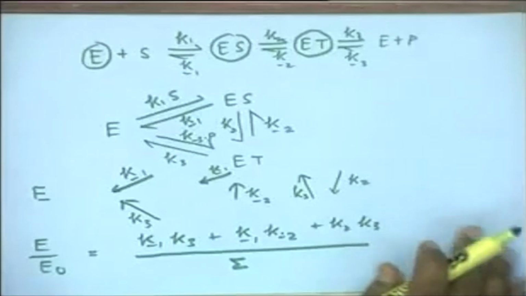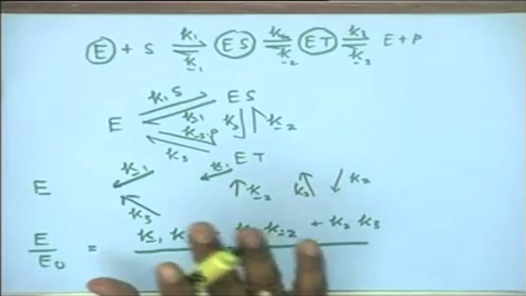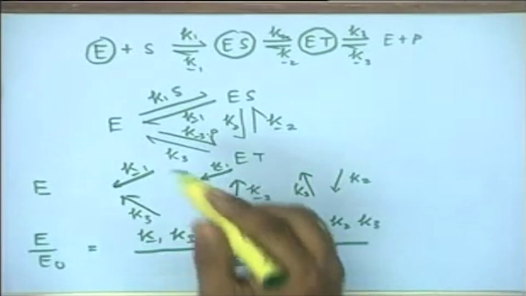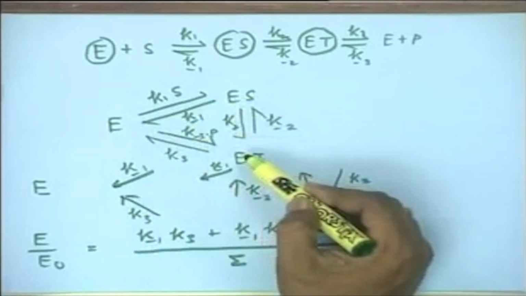Will you not consider K3 P, or sorry, K minus 3 P? K minus 3 P is already considered. Sigma is the sum total of the products of all the kappa factors. For example, we will have the products of kappa factors for E, we will have for ES and also for ET.